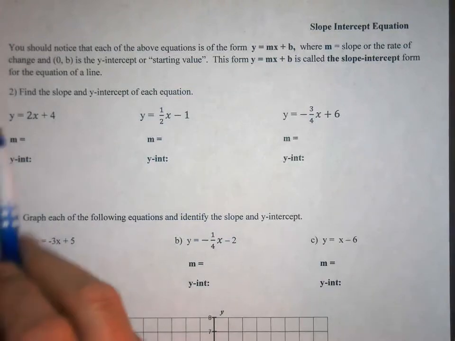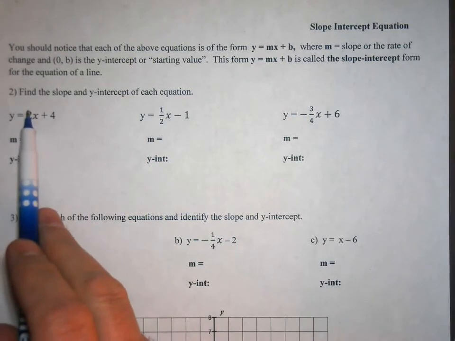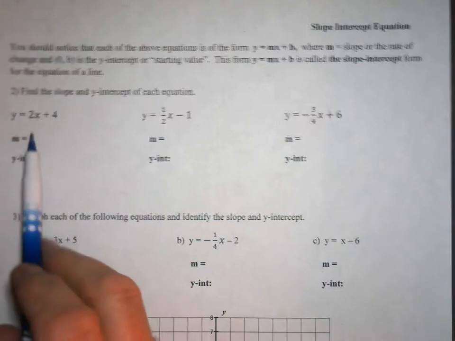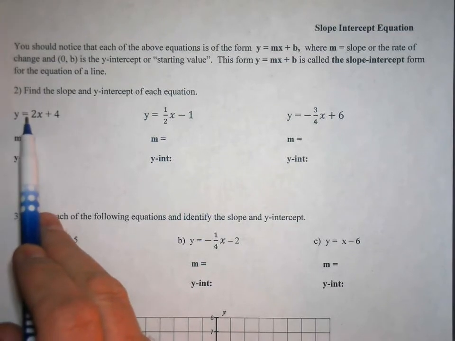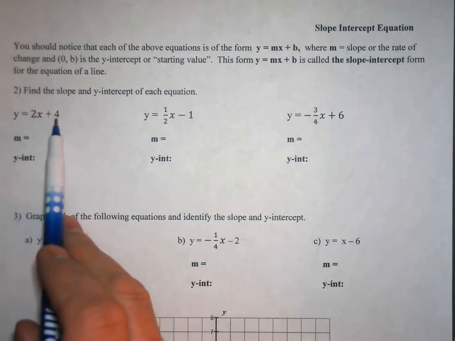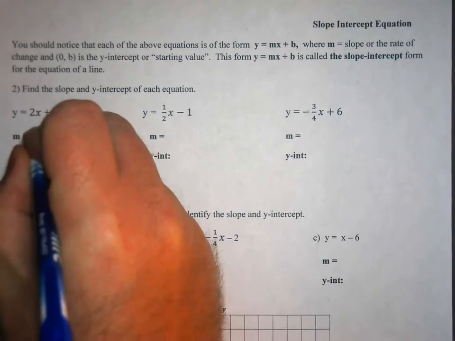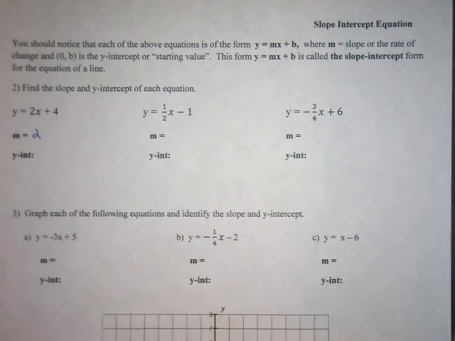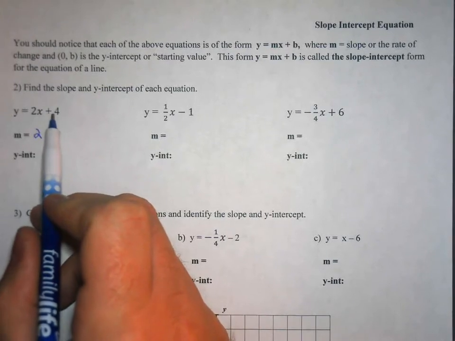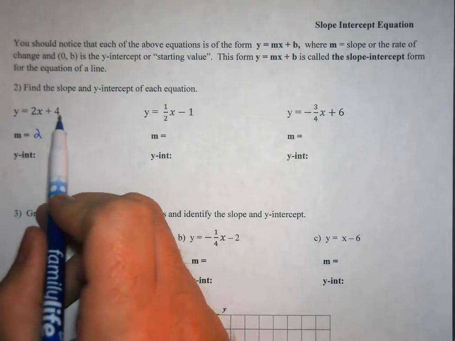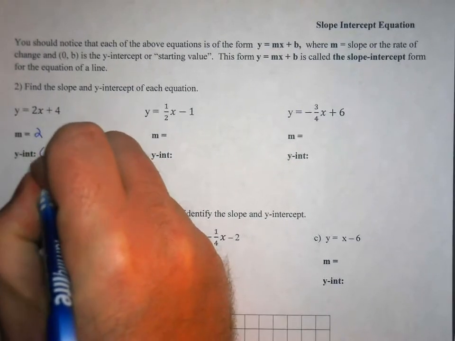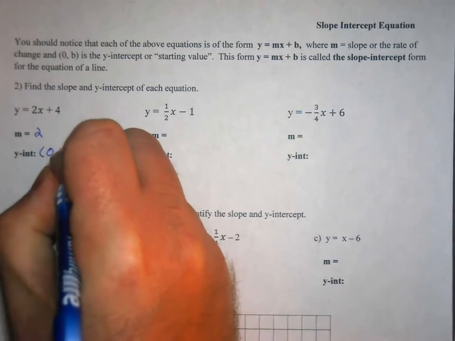Okay, so in number 2, find the slope and the y-intercept of each equation. So we have y equals mx plus b. The slope here is 2. The y-intercept, the plus b value, is plus 4. So the coordinates of the y-intercept will be (0, 4).